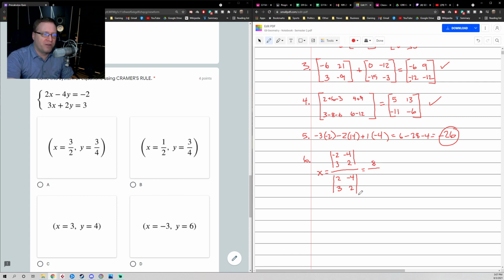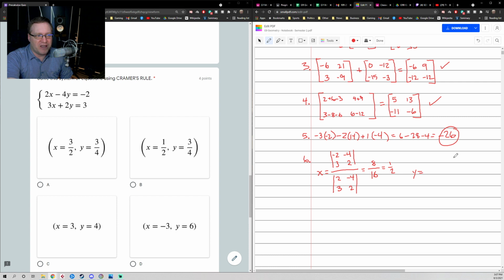And then what are we going to have on the bottom? Well, 2 times 2 is 4 minus -12, which is plus 12. So it's 4 plus 12, which is 16. So it's 8 over 16, which is 1 over 2. So we know that x is going to equal 1/2. Well, we can already see what our answer is going to be, but let's go ahead and finish it.